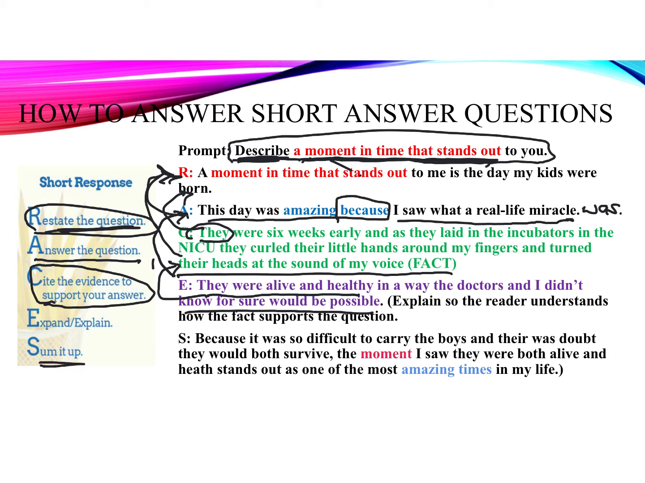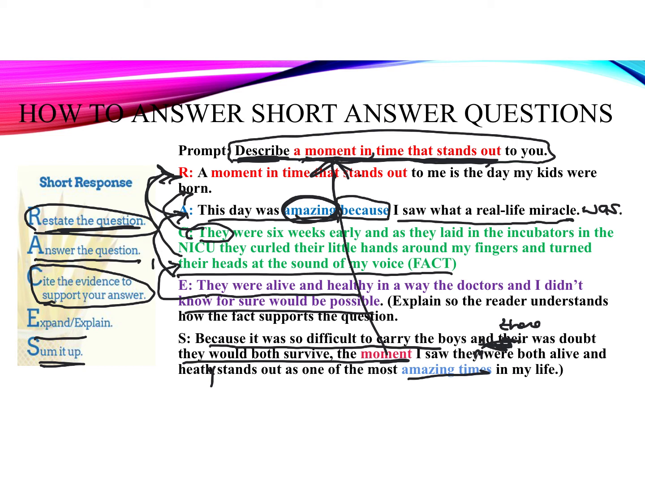And then I have to sum it up. Because it was so difficult to carry the boys and there was doubt, let's just put the comma there. There was doubt they would both survive. The moment, look at the word moment there. It's tied to our prompt. I saw them, oh, no, that was right the first time. They were both alive and healthy. Stands out as one of the most amazing times. I've tied that keyword in my life.